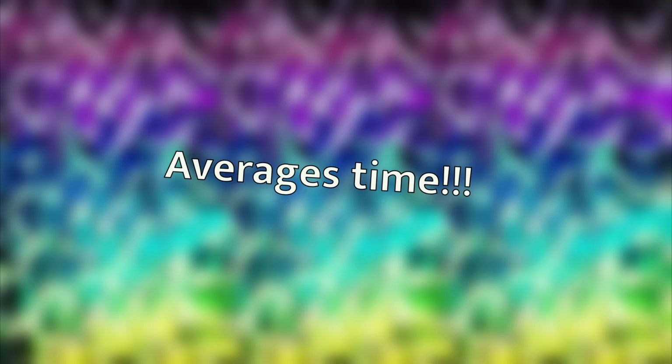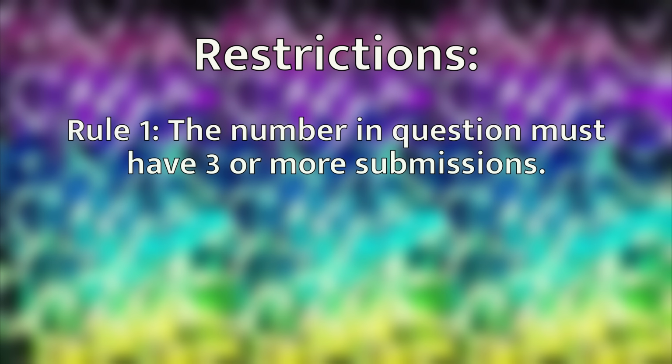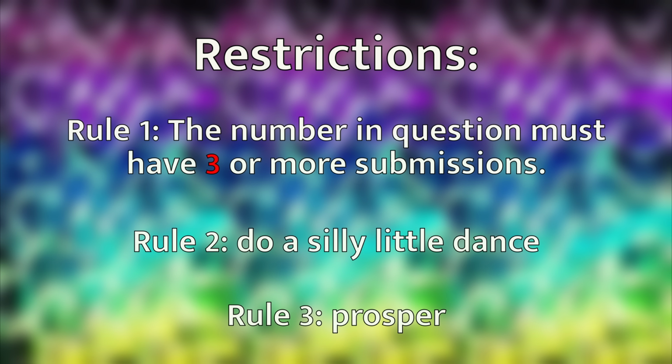Now, let's move on to averages. My restrictions for what numbers I would calculate the average color for were much more lenient. As long as a number had at least 3 submissions, I would calculate the average color. That's it, pretty easy to understand.